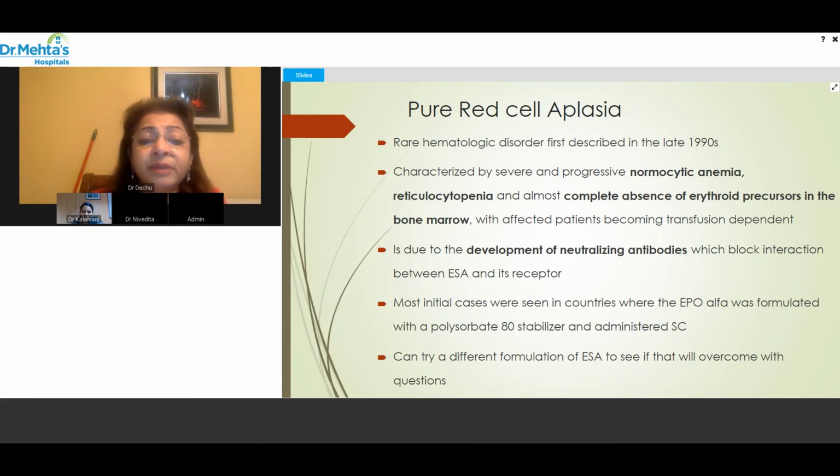However, it's been said that if you can try a different formulation of the erythropoietin stimulating agent, you might be able to overcome it somewhat, because the antibodies will be made to certain types of erythropoietin that you're giving and not others. Again, we don't have good studies to show that, especially because it's a very rare disorder. And so, we just have to rely on some case reports.